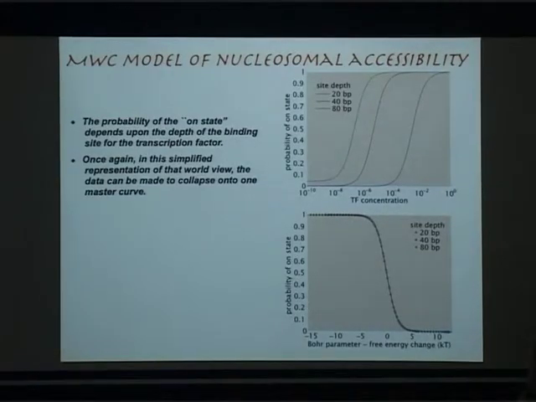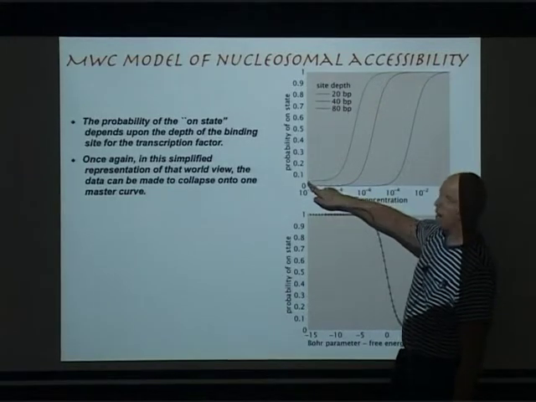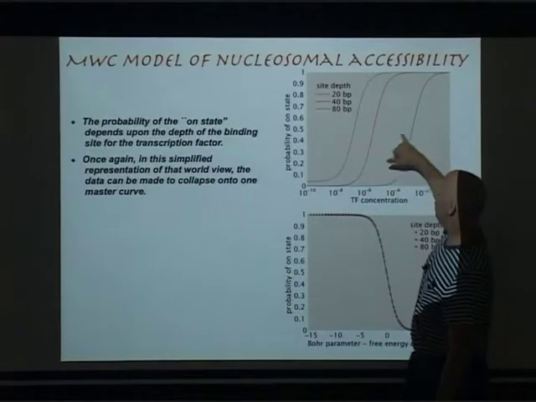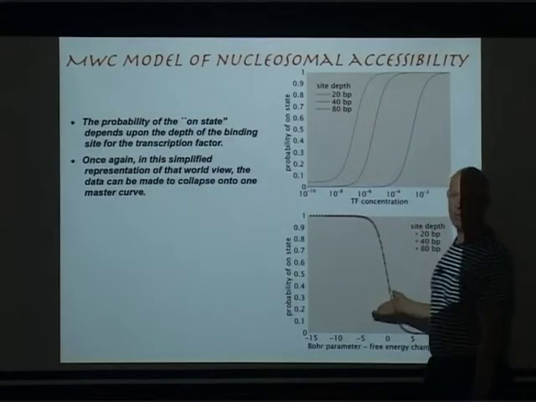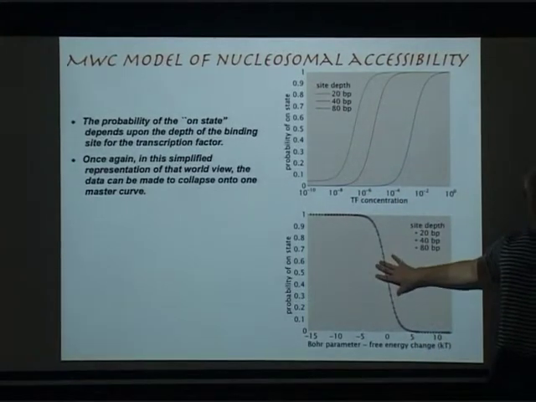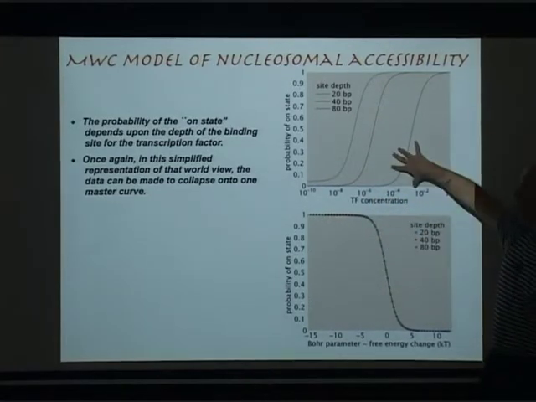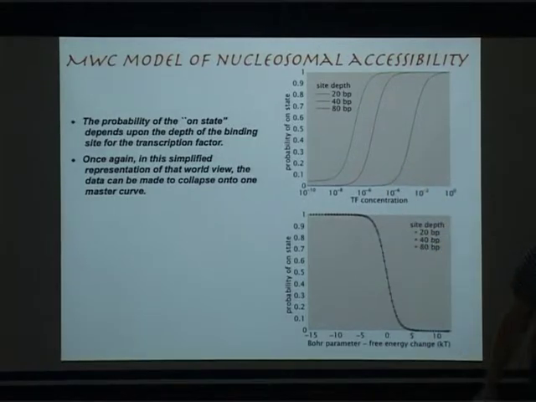And here what I'm showing you is the probability of binding, or the probability of being active, for 3 different burial depths. And I'm once again just showing you, this is not experimental. The other ones were experimental data. But this is just showing you that this all collapses onto one master curve.